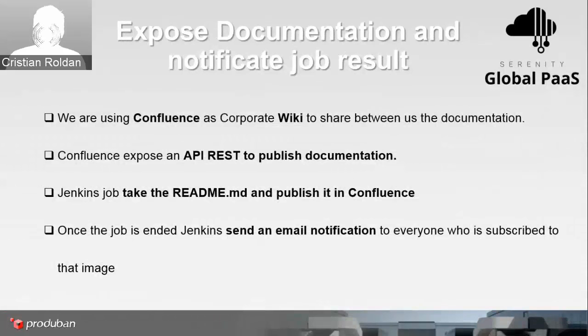Okay, and to finish, we publish the image documentation. We are using Confluence as the corporate wiki to share the documentation between us, and Confluence exposes a REST API to publish documentation. The Jenkins job takes the README markdown file of the image and publishes it in Confluence. Once the job has ended, Jenkins cleans up the workspace and sends an email notification to everyone who is subscribed to that image.